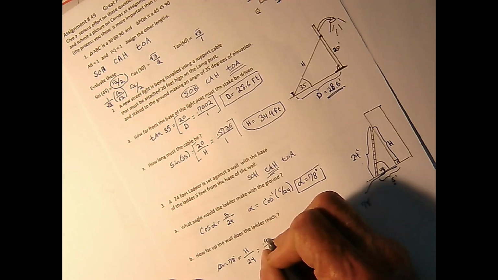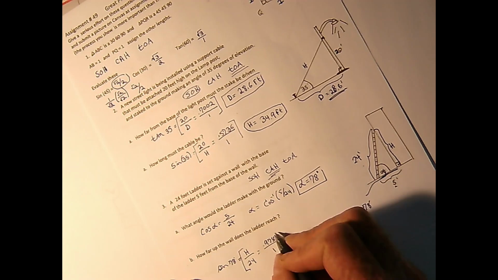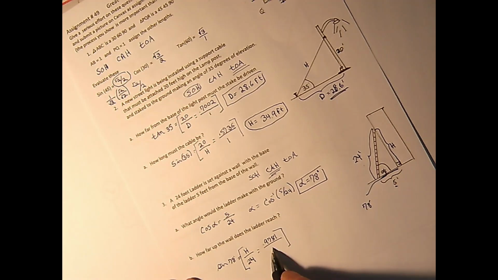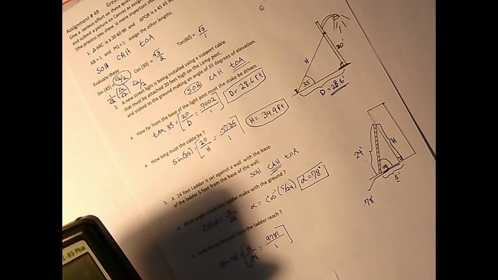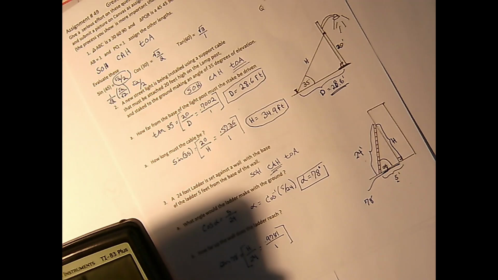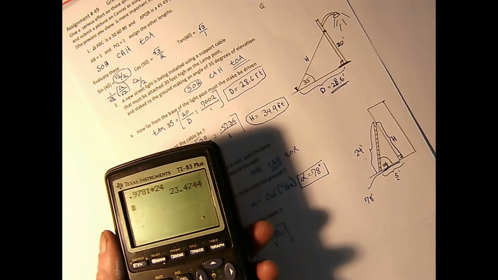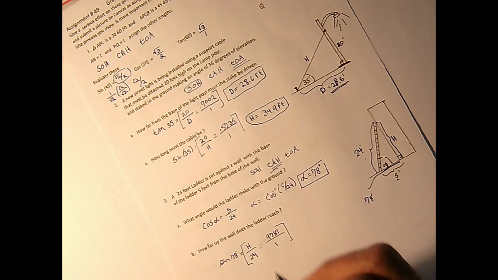Over 1. And I stare at this proportion and decide, am I going to be multiplying or am I going to be dividing? And clearly since 1 times h will be just h, it'll be this product, won't it? 0.9781 times 24. And I find that to be 23.5 if I round to the nearest tenth. So the height ought to be 23.5 feet.